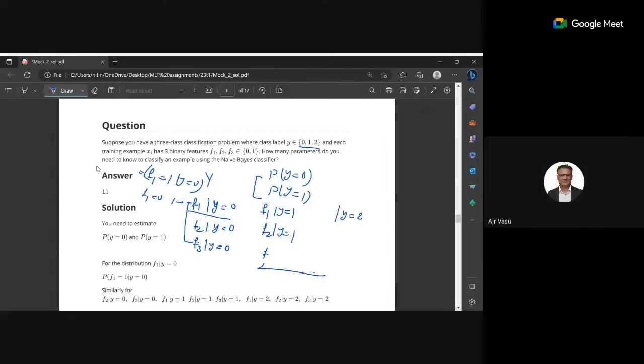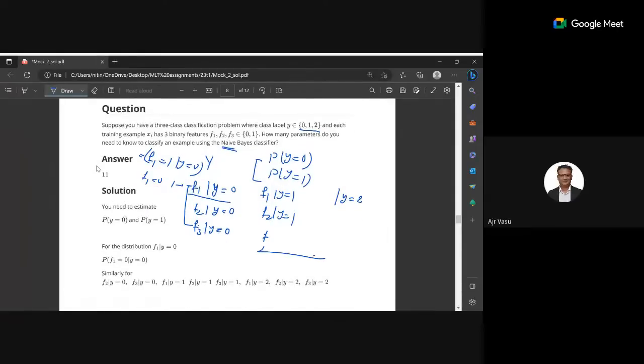Sir, in this case, when they just mention naive-Bayes, we assume that conditional independence holds? Naive means conditional independence. Yes, correct. Sorry, stupid question. Go ahead.